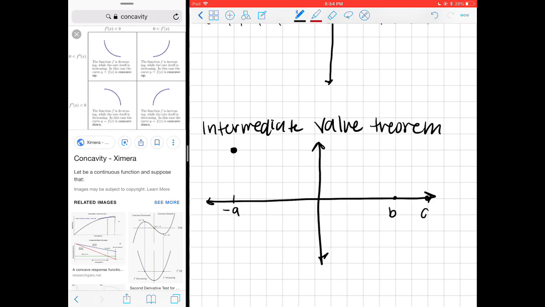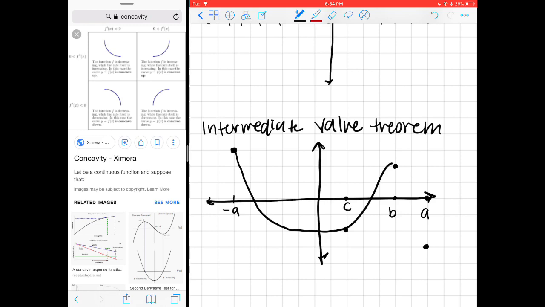Another gap in my content knowledge, I would say, is the intermediate value theorem. I had a hard time recalling what this was, but the concept is really quite easy. Let's say you have a negative a, then a positive a, and some values, like I've drawn.